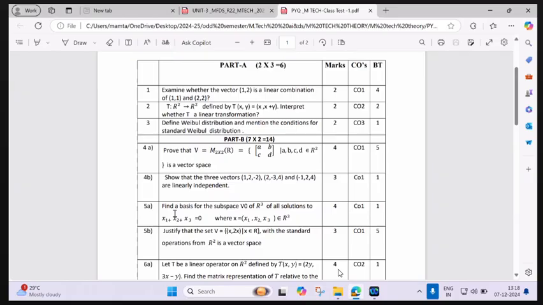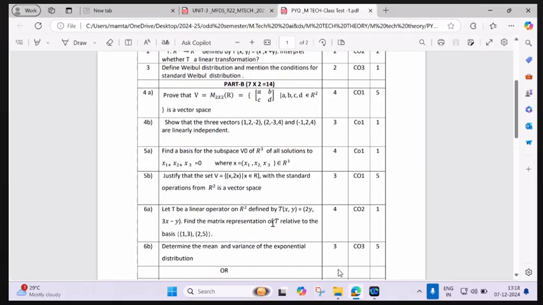Okay. If you want, I can share the key of this. I have the key for this question solved in detail. All these questions are also there in the textbook. Please go through the textbook. You'll find many more problems of this sort.